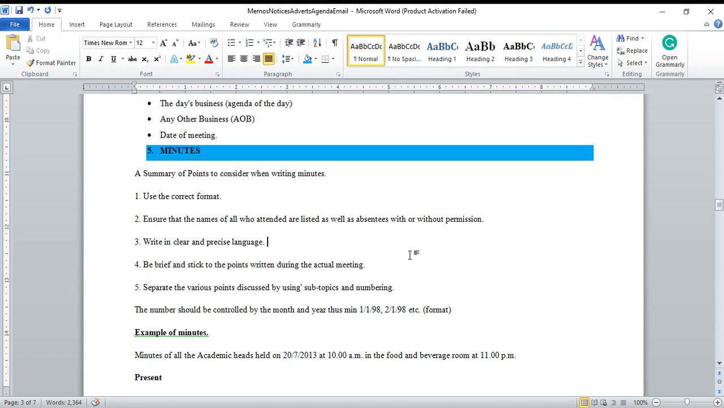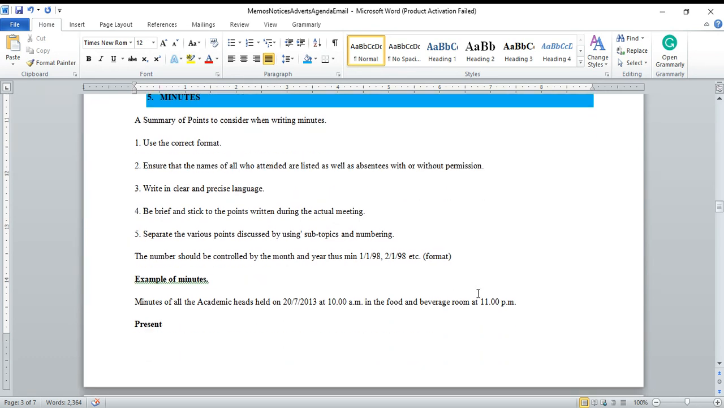Then we have that you need to write in clear and precise language. Precise language means that you are brief. You need to be brief and stick to the points written during the actual meeting. Then you need to separate the various points discussed by using subtopics and numbering, so you will need to number your items. The number should be controlled by the month and year.